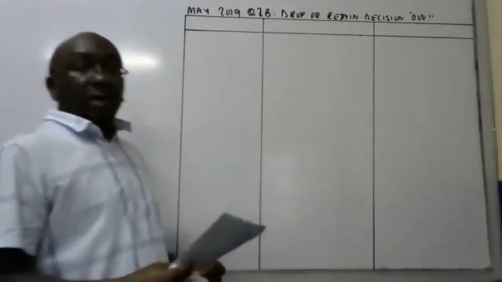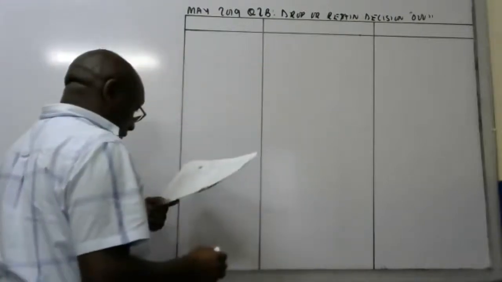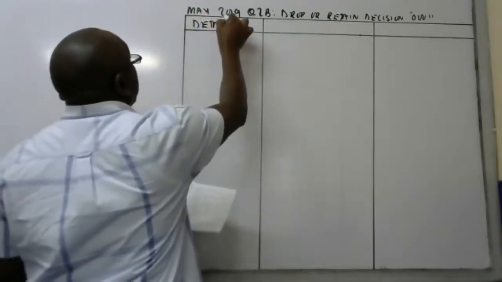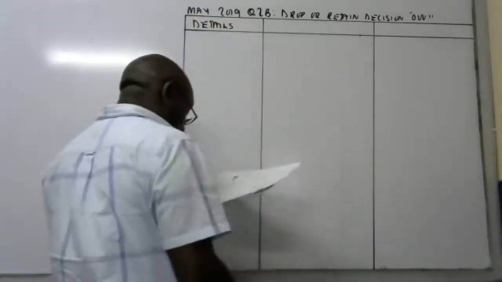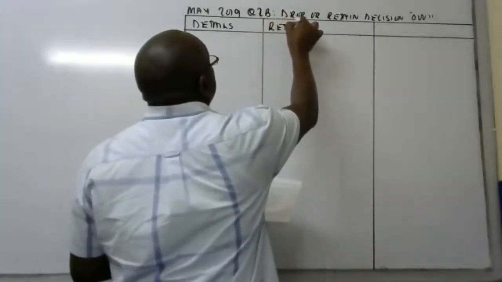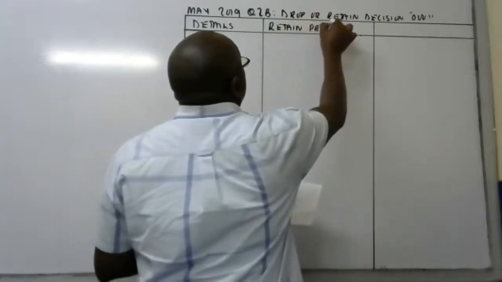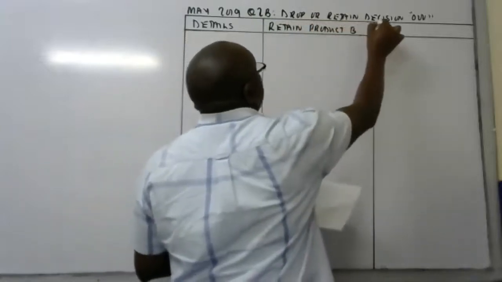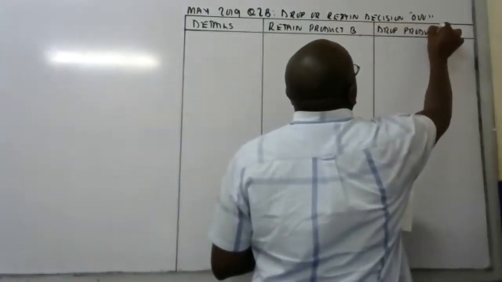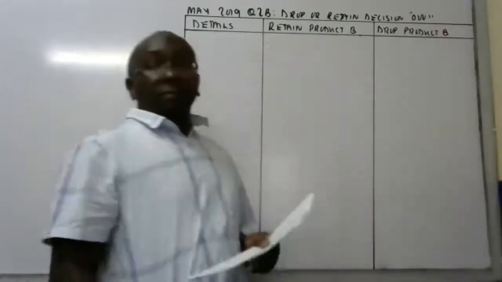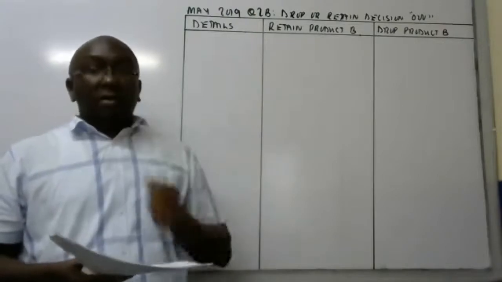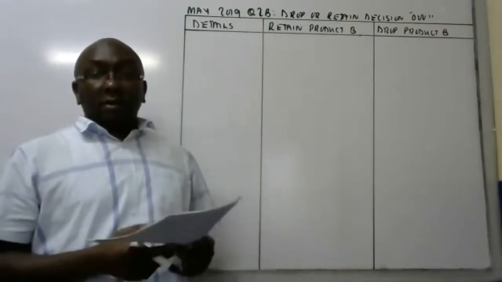So if we have it that way, we have details here. Then retain product B, or drop product B. Retain product B or drop it.